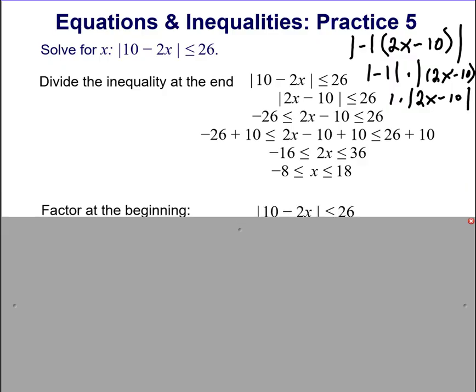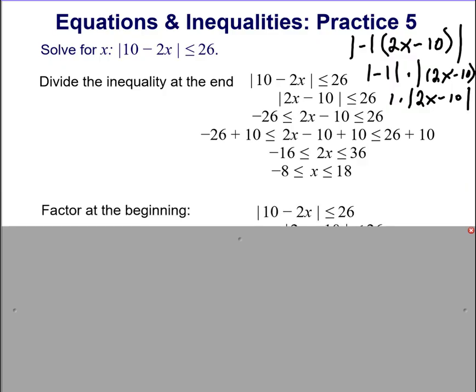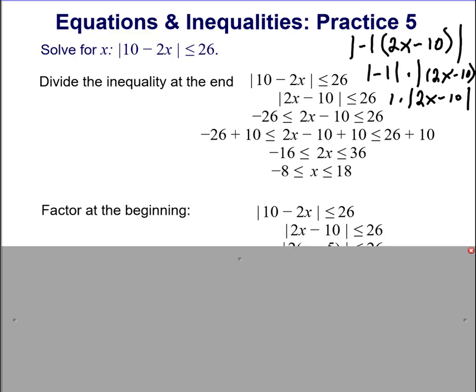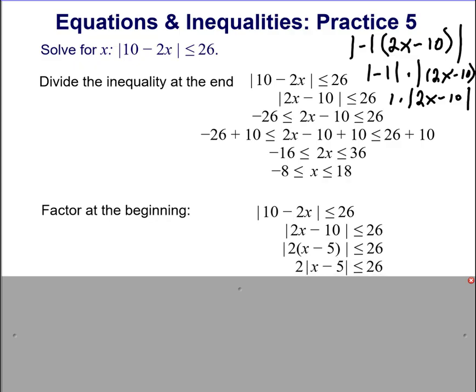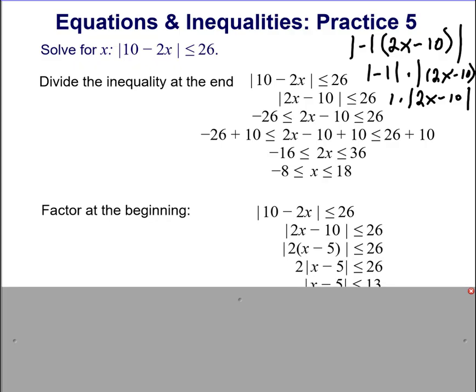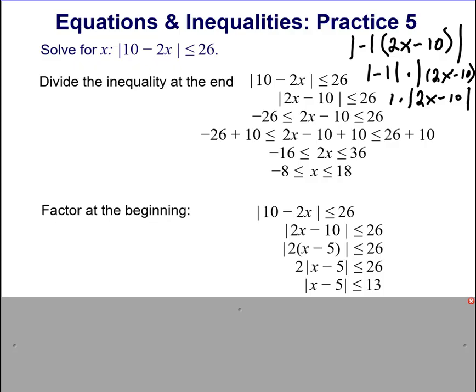The second option we have is we could factor in the very beginning. So I could take 10 minus 2x, the absolute value of that, and I can factor out the negative 1 like I did up at top. Next, I could factor out a 2. And when I factor out a 2, that leaves me with 2 times the quantity x minus 5. The absolute value of 2 is 2. And then finally, I would divide both sides by 2, which leaves me with a simplified inequality of the absolute value of x minus 5 is less than or equal to 13.